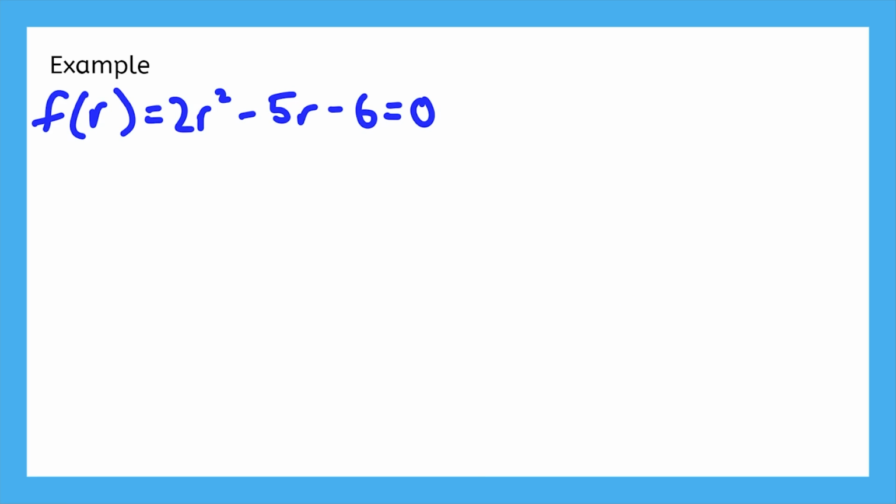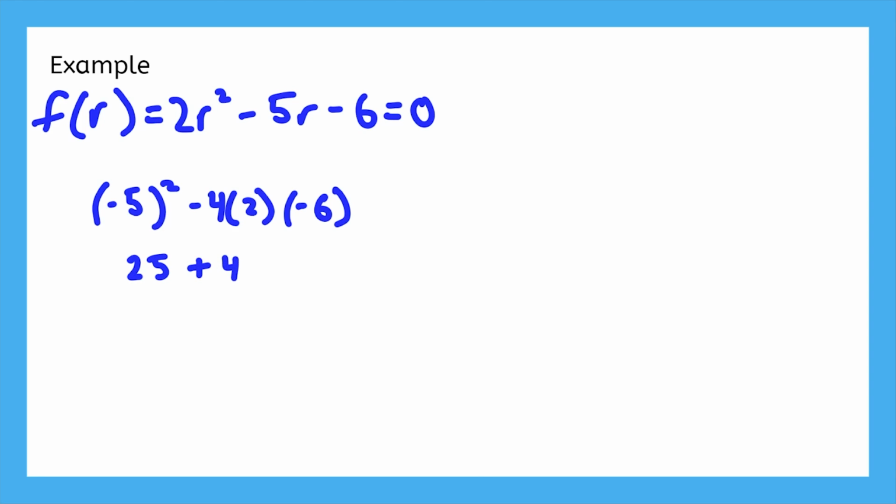Now that we know how useful the discriminant is, let's just do it straight away. No point in writing out the whole quadratic formula until we know it's usable, right? Negative 5 squared is 25, and negative 4 times 2 is negative 8, times negative 6 is positive 48. 25 plus 48 is 73. At this point, the value isn't important. What matters is that it's positive. And a positive discriminant means two solutions.